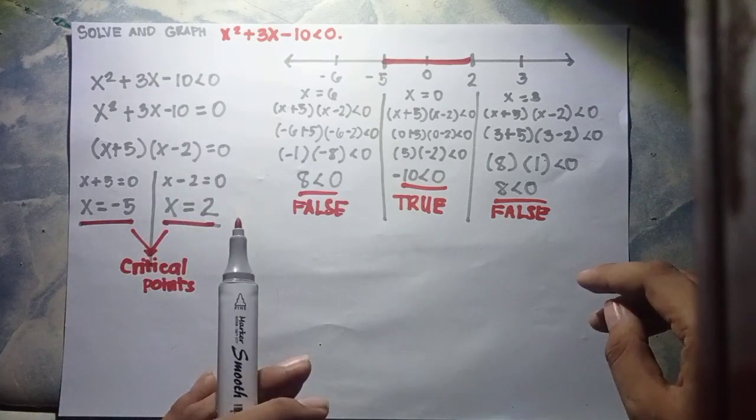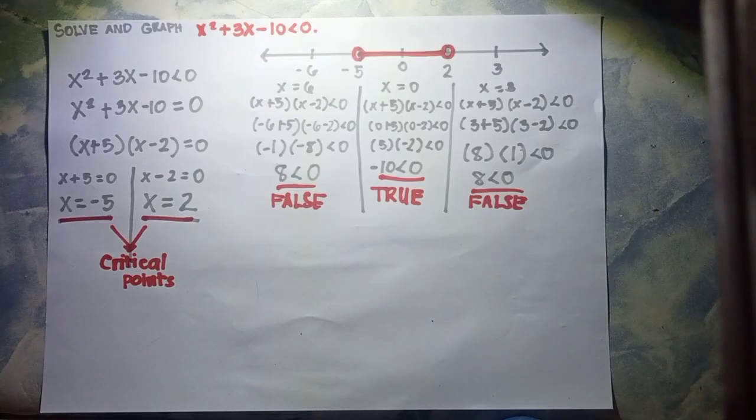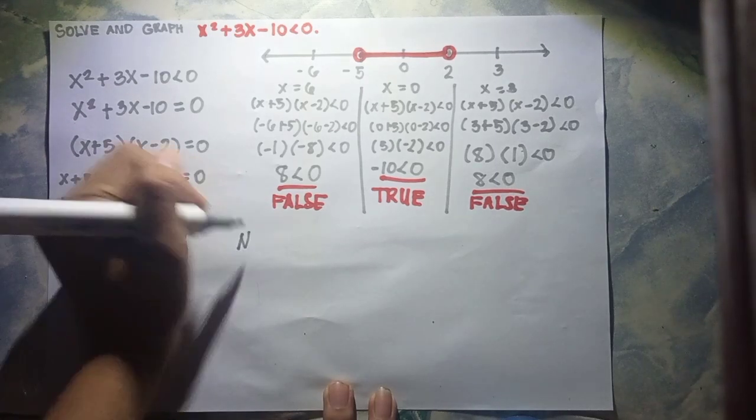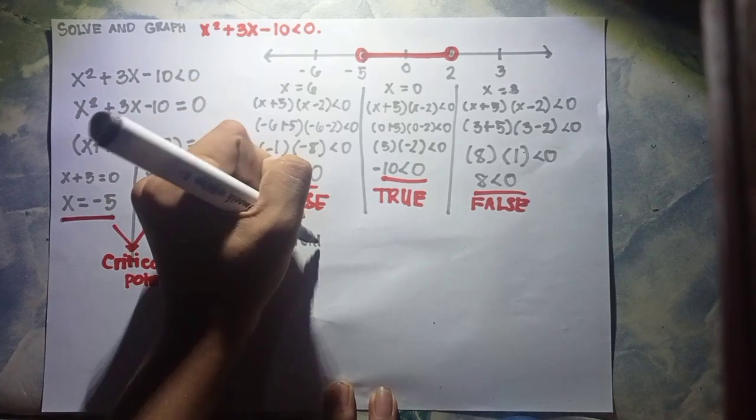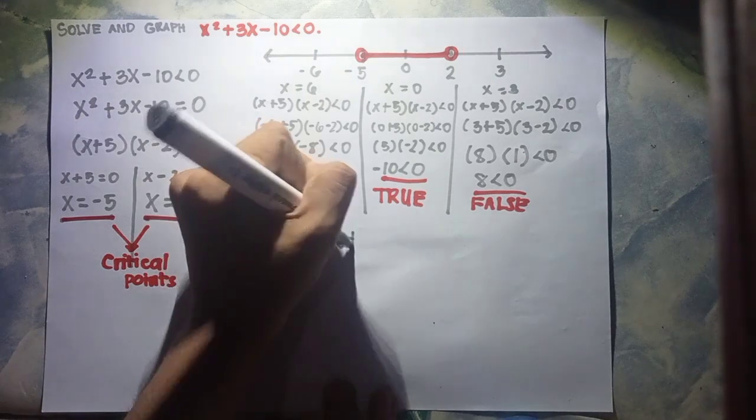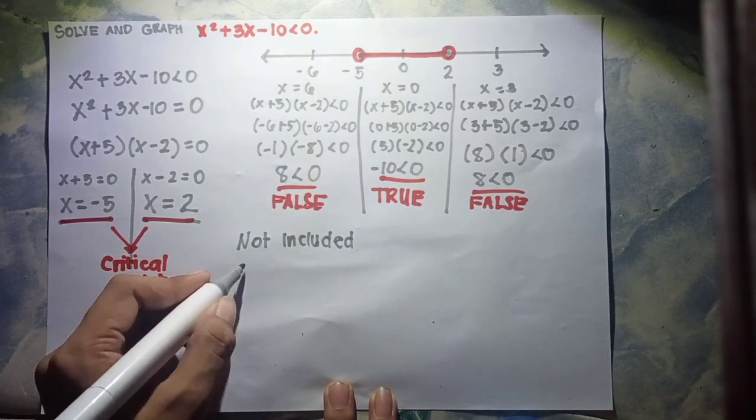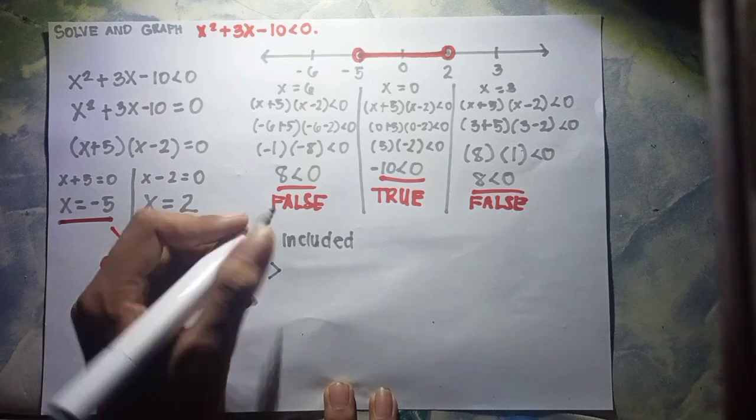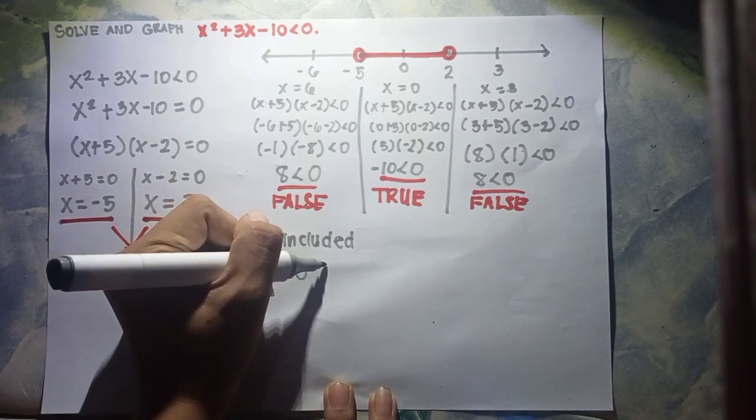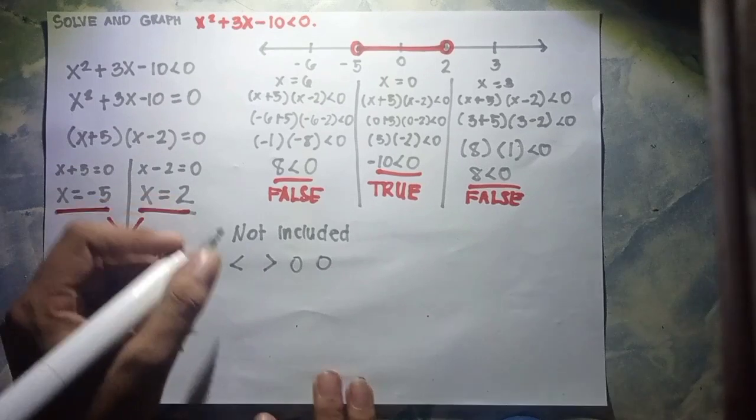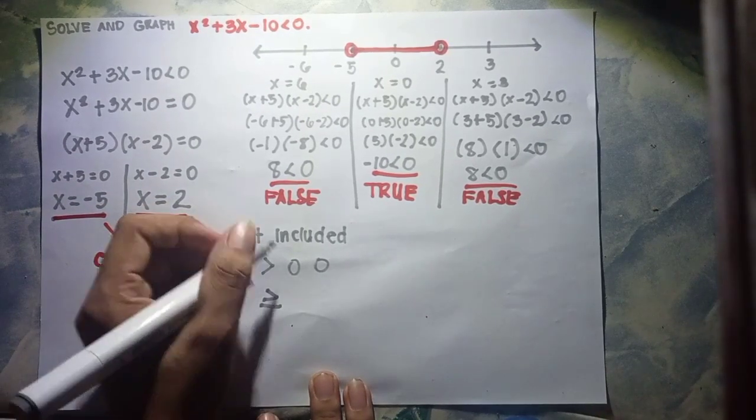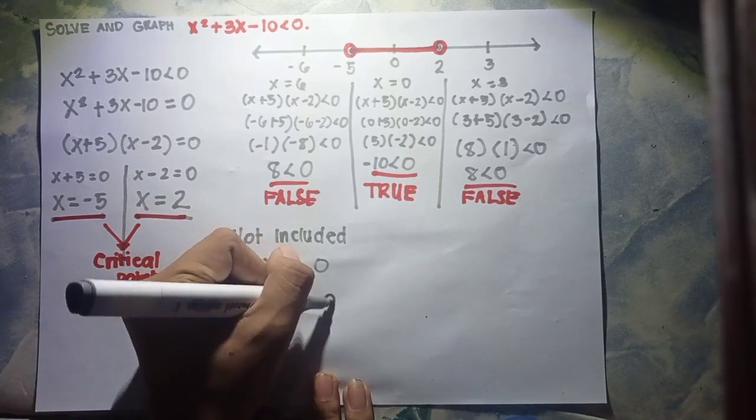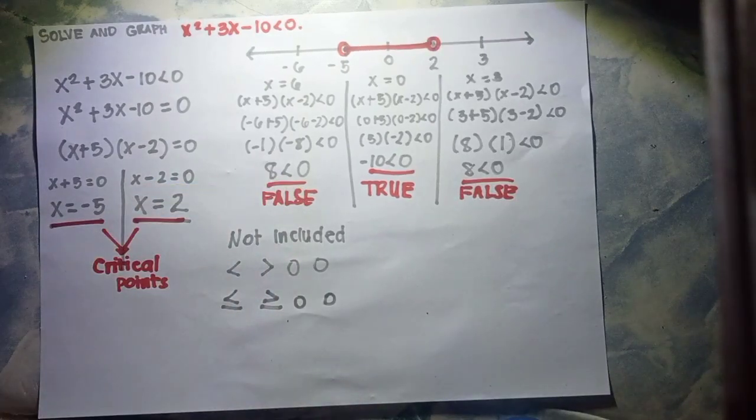So as you can see, the middle part of the graph can be considered as the solution of this quadratic, which is x squared plus 3x minus 10 is less than 0. As you can see, I put two circles at the sides of the red line, which is in the middle of the graph line. They're called open circles. Now I'm going to write here that they are not included. Here are the examples.